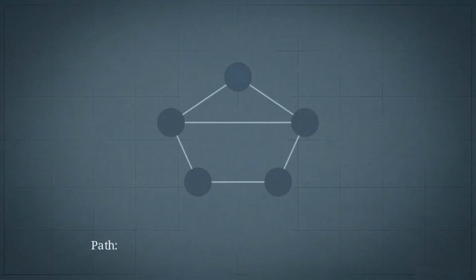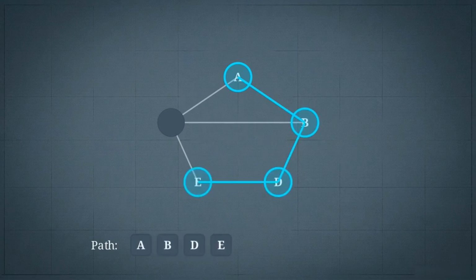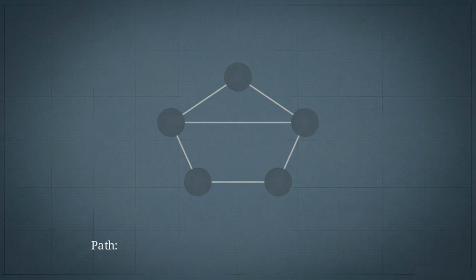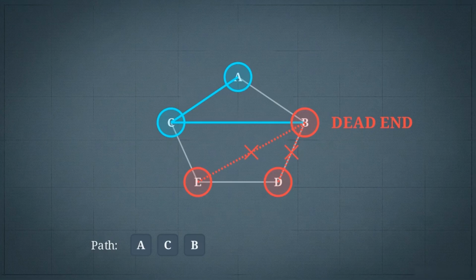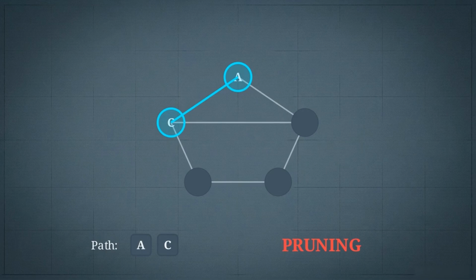Let's run the algorithm from node A. Node B is adjacent and unvisited, so the path extends. It moves to D, then reaches E. Finally, it moves to C. Every node is visited exactly once. C connects back to A, completing the Hamiltonian cycle. But the algorithm must also handle incorrect choices. Suppose it tries a path from A to C to B. At node B, there are no unvisited adjacent nodes left. This is a dead end. The algorithm backtracks. It removes B from the path and returns to C to explore other options.